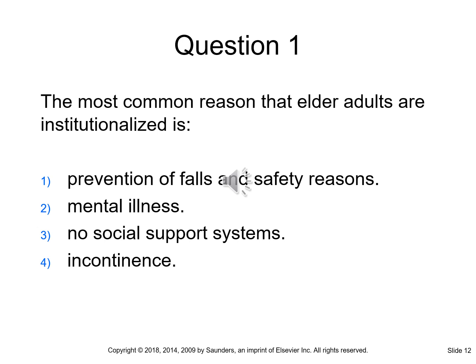And the most common reason that elderly adults are institutionalized, the answer here is going to be number 4. So incontinence is the most common reason for elderly patients being institutionalized. And so incontinence is not a normal consequence of aging. So just because you get older, it doesn't necessarily mean you're going to be incontinent, but it's a condition that's secondary to other things that might be going on with the person.